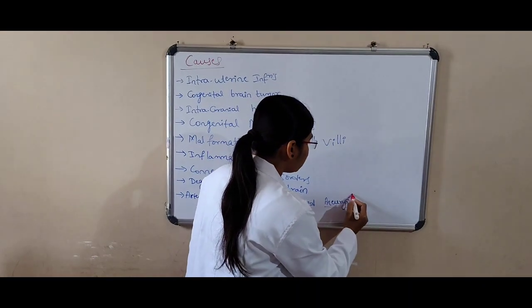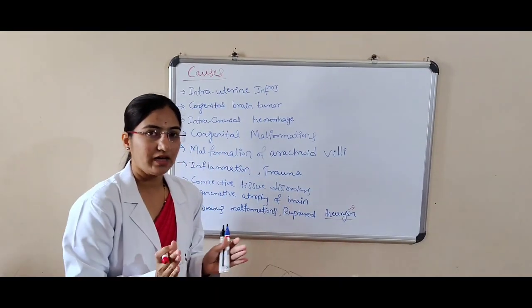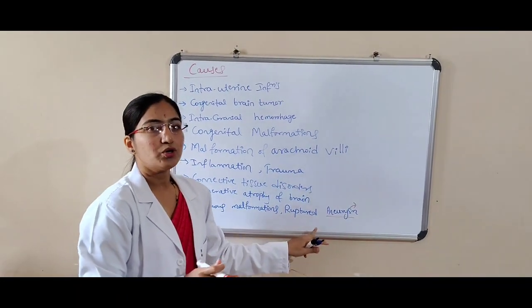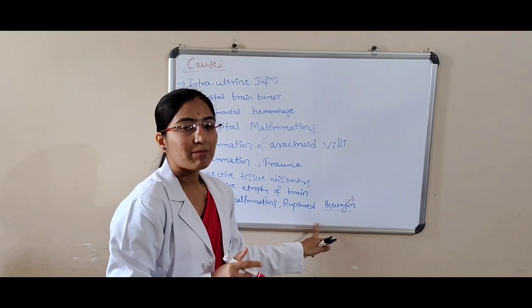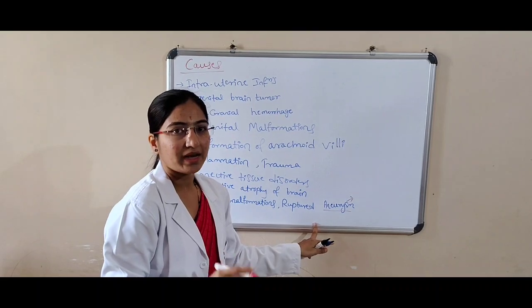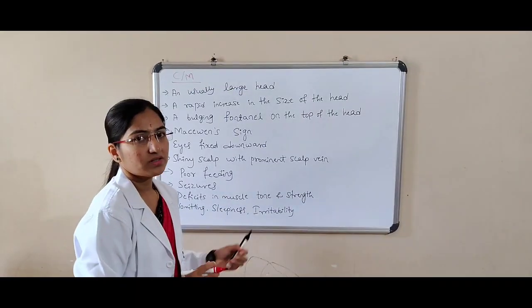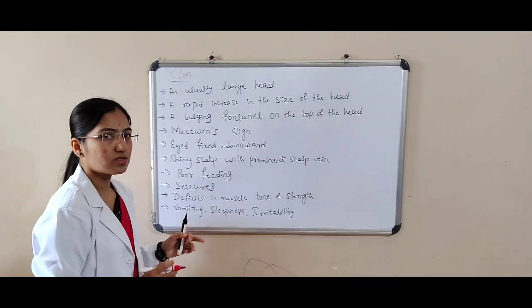Aneurysm is nothing but there will be a bulge or a swelling of a blood vessel. Here ruptured in the sense it's going to release the blood into the subarachnoid space inside the brain. That is ruptured aneurysm. Next we'll see the clinical manifestations.